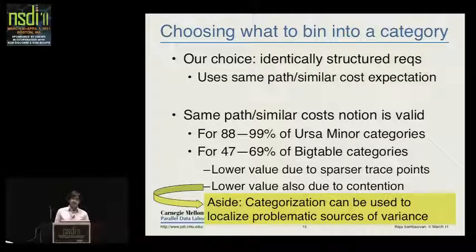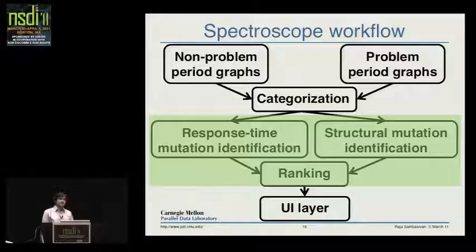This is interesting in that it implies that this process of categorization can essentially be used to localize problematic sources of variance, and help developers reduce it or perhaps eliminate it when possible. This would help the quality of automation tools, such as Spectroscope, that rely on predictability to function, and would also help quality of service by reducing end-user visible variance. All right, so the next step, I'm going to talk about how we identify mutations, both response time mutations and structural mutations, and then how we rank them according to their contribution to the overall performance change.